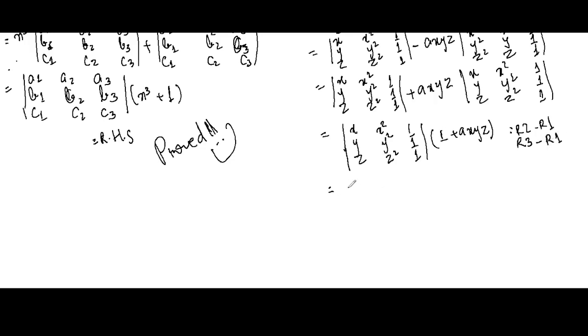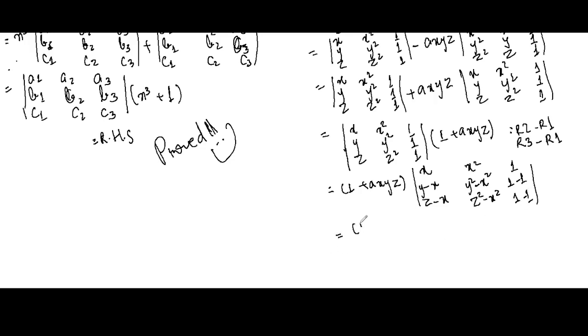Okay, we are going to write this bracket in the beginning: 1 plus a, x, y, z into, we don't have to make any change in the first row, so x, x square, and 1 will remain as it is. The second row will become y minus x because row 2 minus row 1, so y minus x, y square minus x square, and 1 minus 1. Now we have z minus x, z square minus x square, and 1 minus 1.